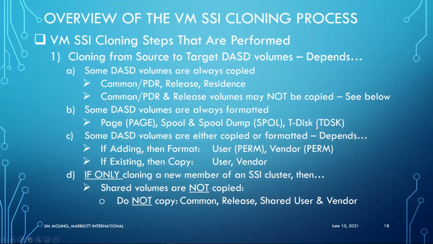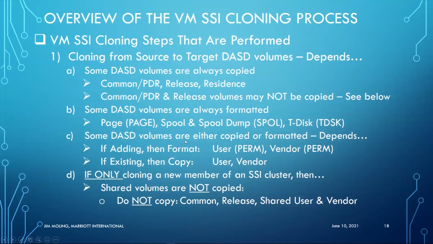As I'm indicating here in parentheses, a page volume is formatted as page space, a spool volume is formatted as spool space, SPOL, and a temporary disk as TDSK, right? Those are the formatting types, and they're different from each other, so they have to be done that way.